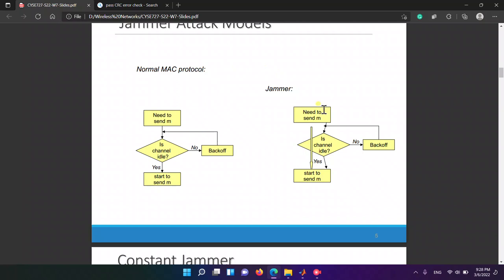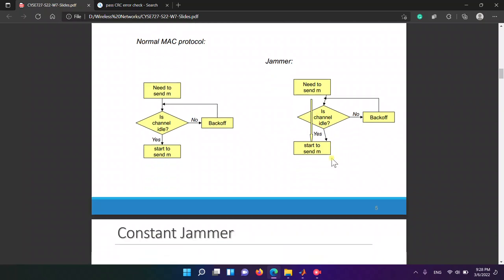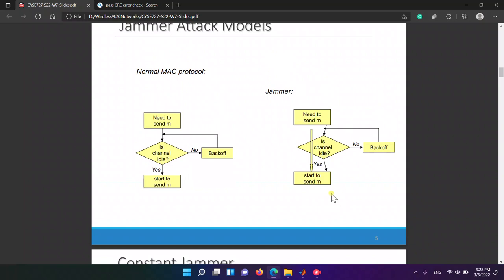So when we have a jammer, what happens? We need to send M. Is the channel idle? If yes, then... Honestly, I don't understand this one. I don't get this.